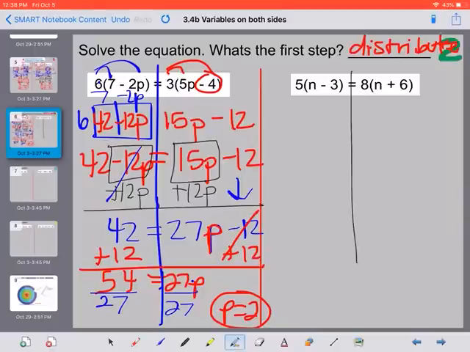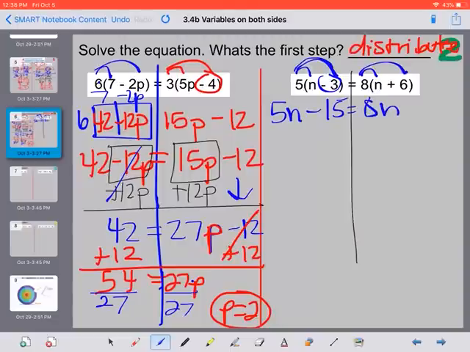Let's distribute on this one as well. I'm not going to draw a box, but if you need to, go ahead and pause the video and distribute. 5 multiplied by n, just put them next to each other, 5n. 5 multiplied by a negative 3 is a negative 15. Same here, 8 times n is 8n. 6 times 8 is 48, positive.